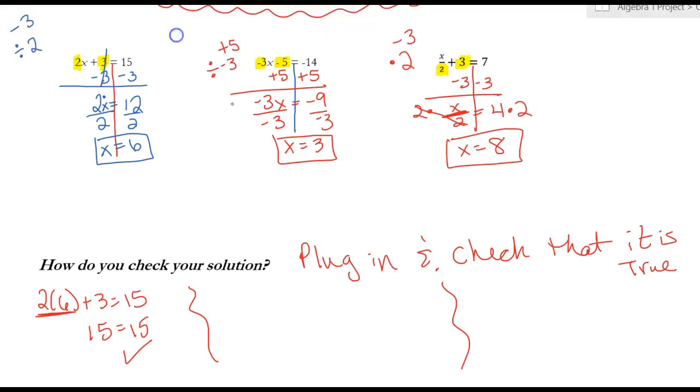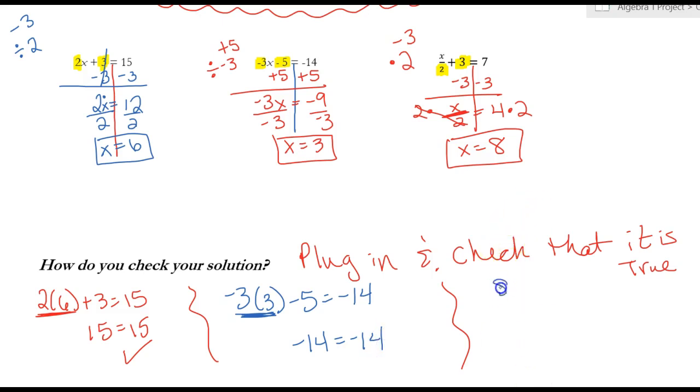Too much red, I'm going to change the color. Okay, so now the next one, negative 3 times 3 minus 5 is negative 14. Negative 3 times 3 is negative 9. And negative 9 minus 5 is negative 14, so we've done that one correctly.